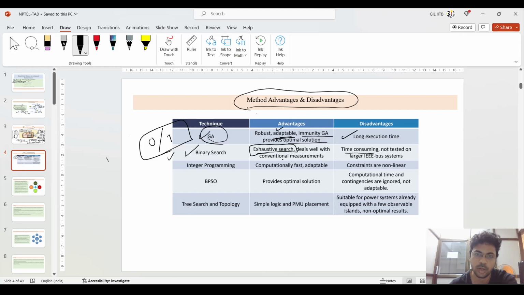The disadvantage of this is that it is time consuming and not tested on a larger IEEE bus system that is already given in your slides itself on the NPTEL. And other methods are integer programming, BPSO method, and the tree search and topology.